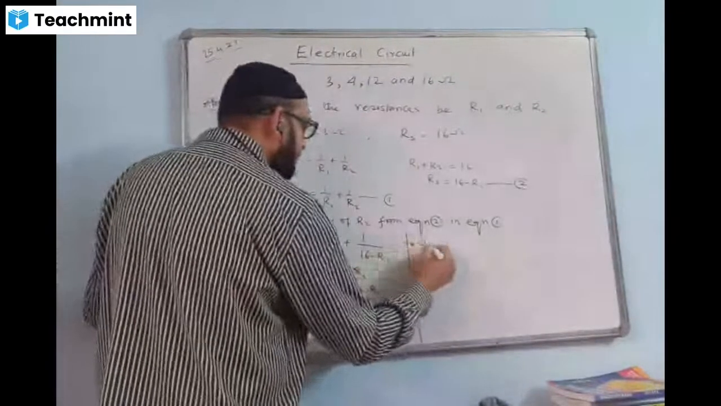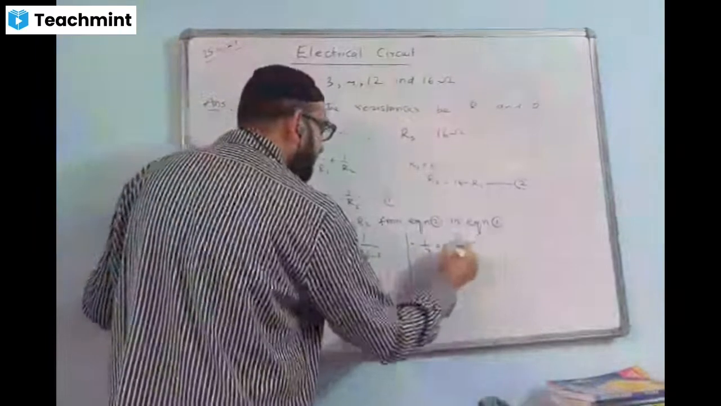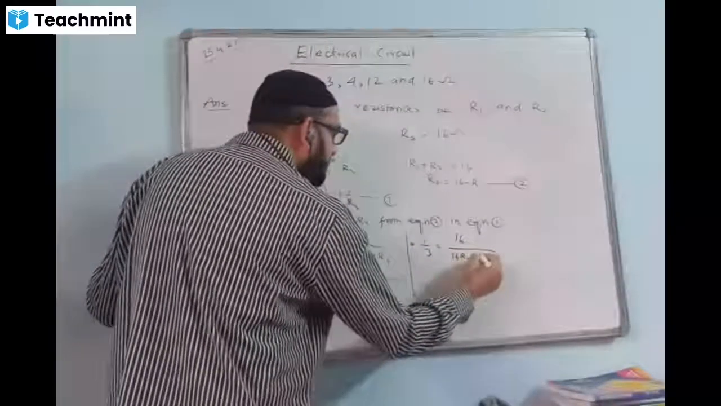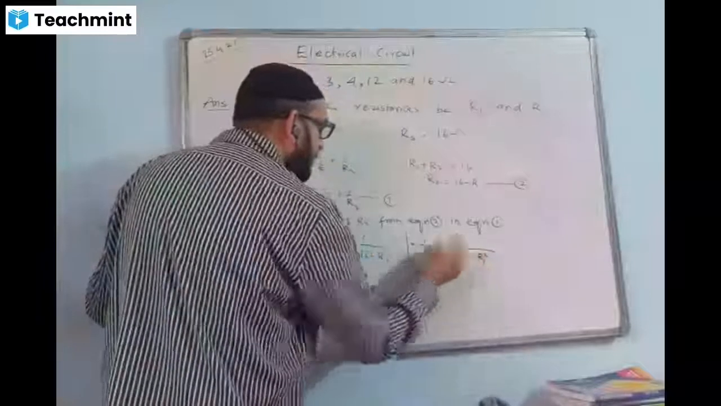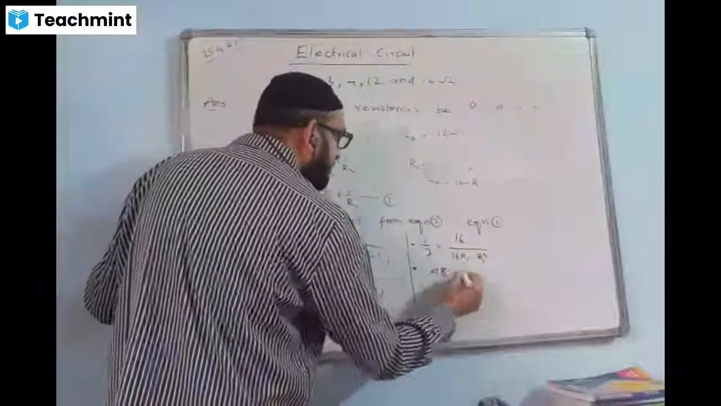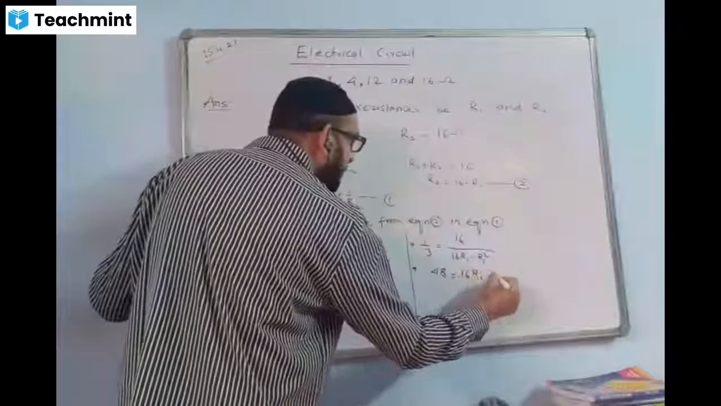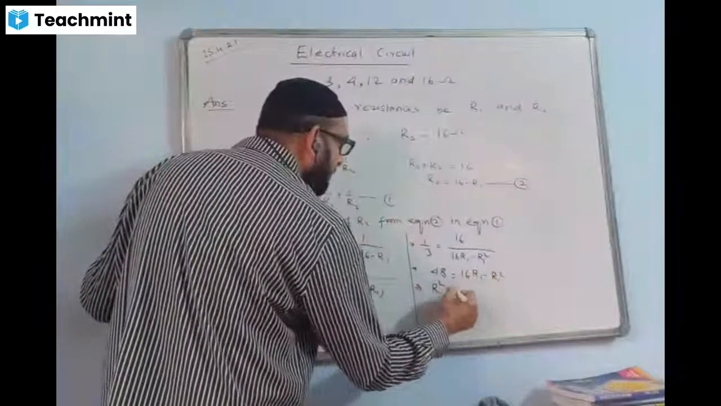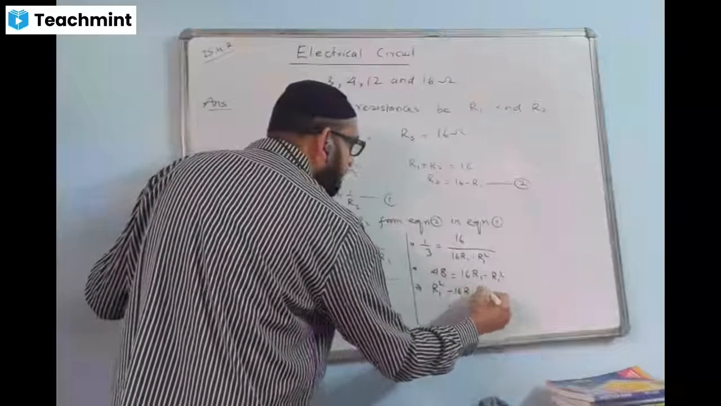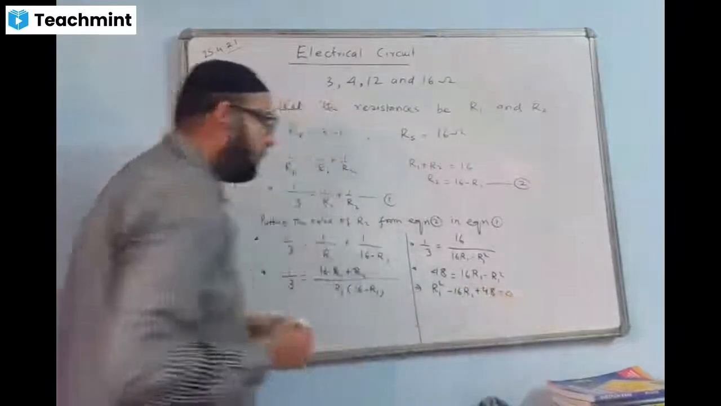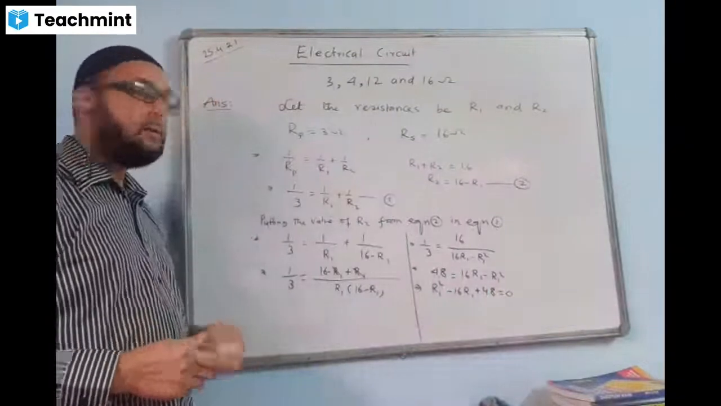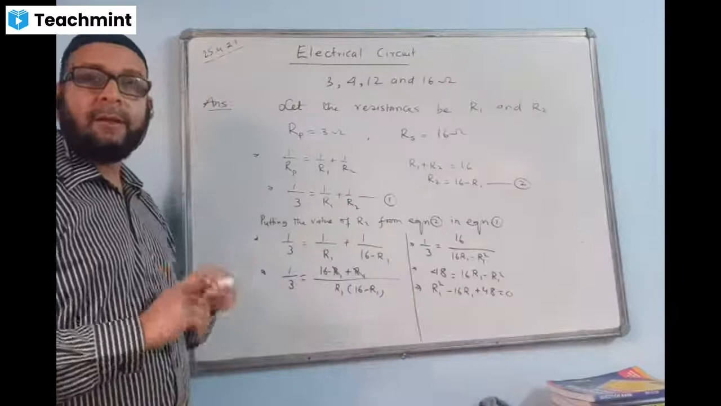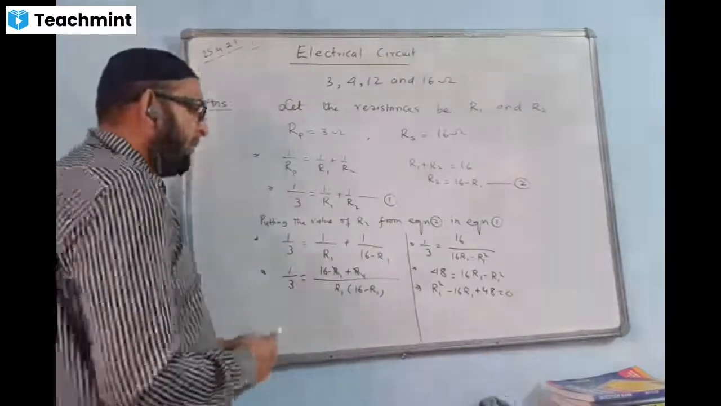Then we have 1 by 3 is equal to 16 divided by (16 R1 minus R1 square). So 48 is equal to 16 R1 minus R1 square. I'll get everything on one side: R1 square minus 16 R1 plus 48 equals 0. So we have a quadratic equation, which we will solve by middle term breaking to find the two values of R1.